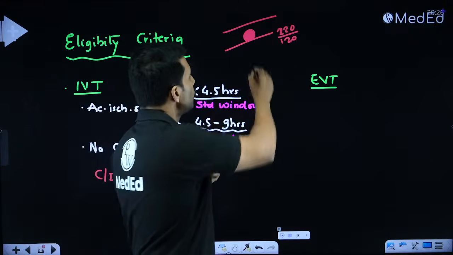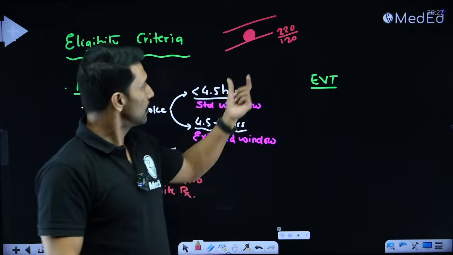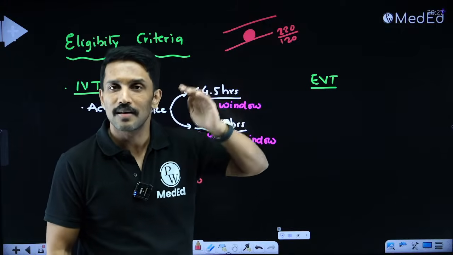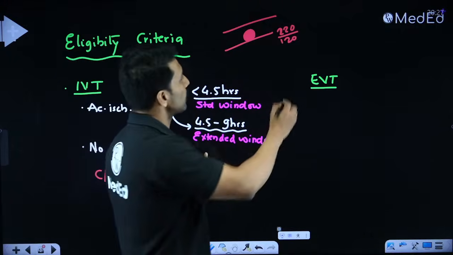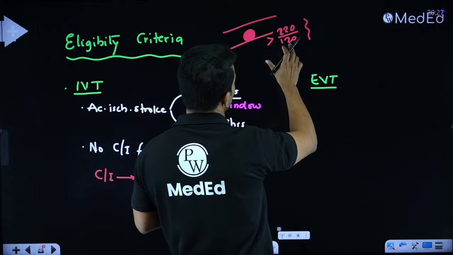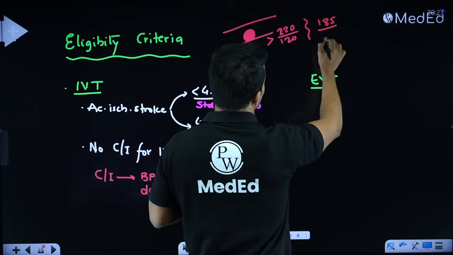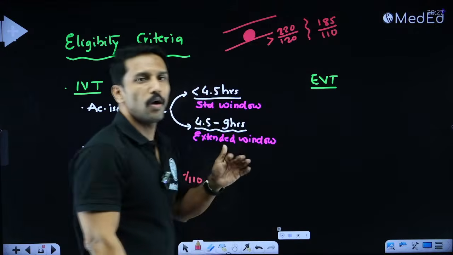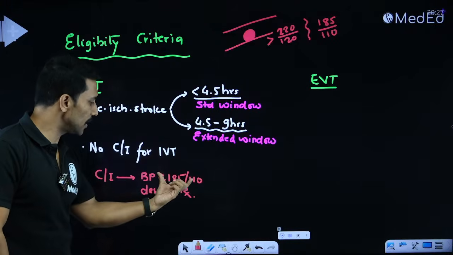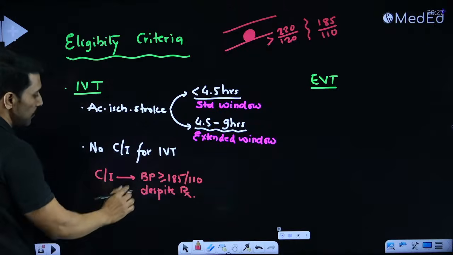But if I'm going to dissolve this clot, the issue is I may be tolerating 220 by 120 when I have a normal blood vessel, but under the thrombolytic drugs, my tolerance drops. Earlier I would have bled if it is more than 220 by 120, but if I'm giving a thrombolytic agent, I can bleed when I'm having a BP of more than 185 by 110 itself. So that's why if you're administering thrombolytics, then the BP should be less than 185 by 110. Okay, so if I fail to achieve that, it becomes a contraindication.